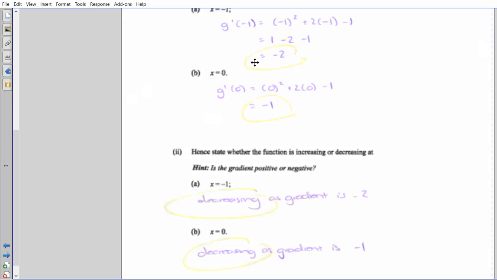So let's look at x equals -1. Is the gradient positive or negative? It's negative, therefore it's decreasing. And write a reason: as the gradient is -2 is what that says. Decreasing as gradient is -2 as opposed to a positive value. At x equals 0, what is the value of the gradient? It's negative again. So at this point, the function is decreasing because the gradient is a negative value.